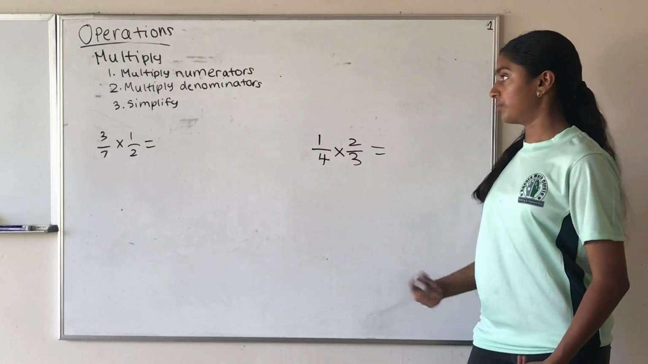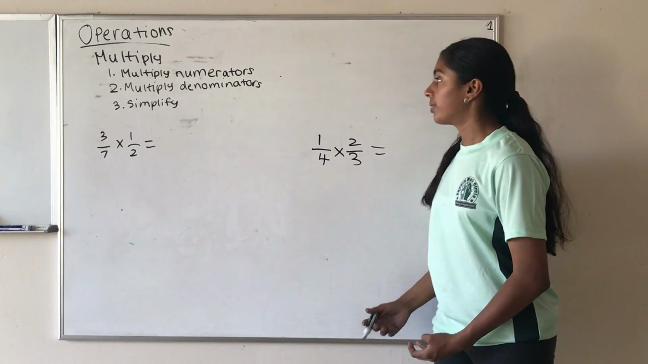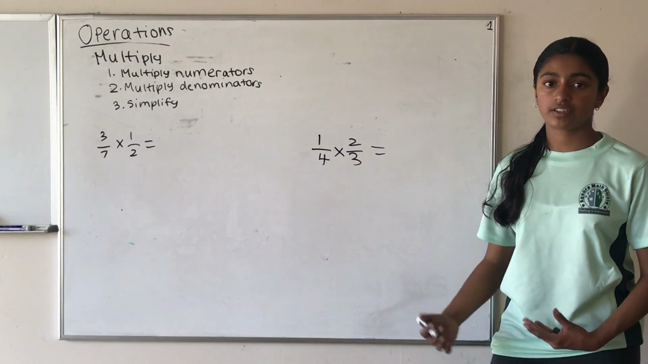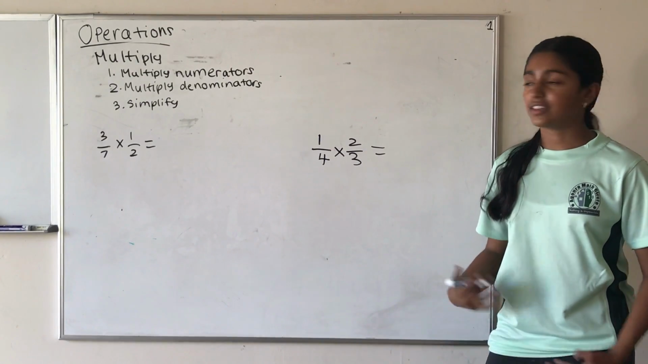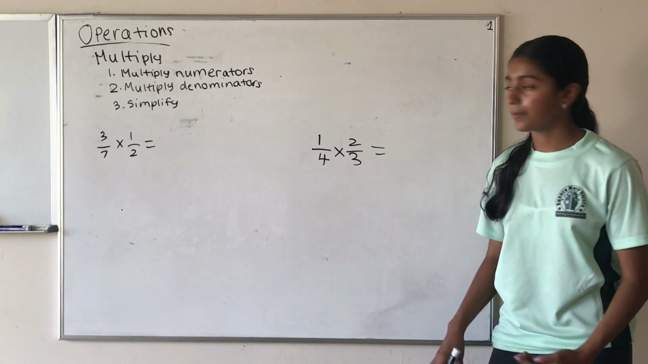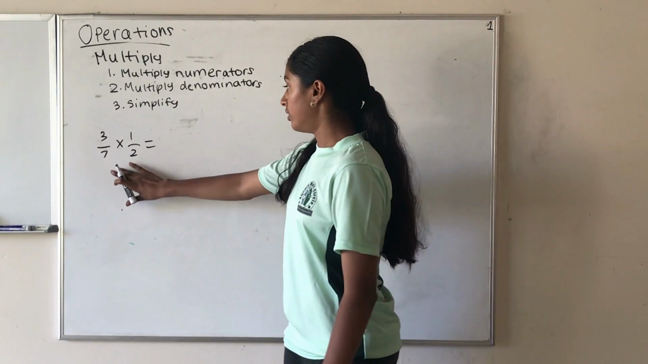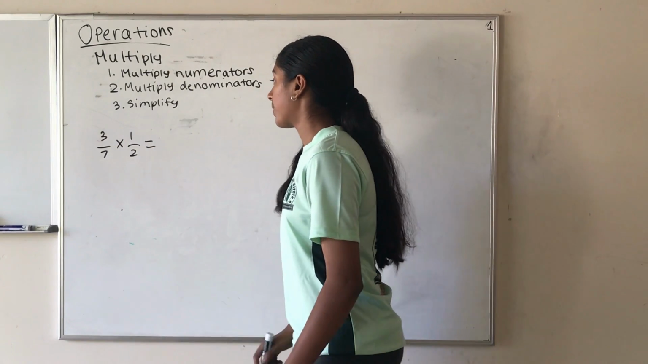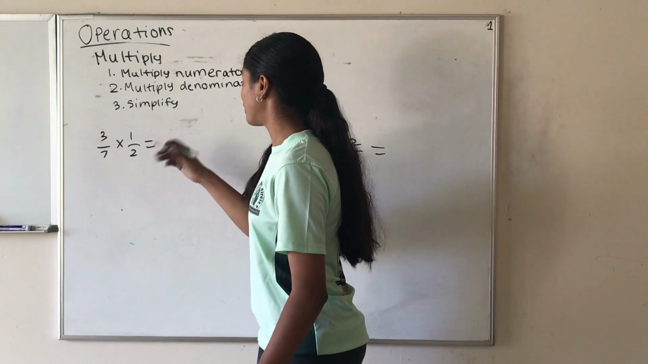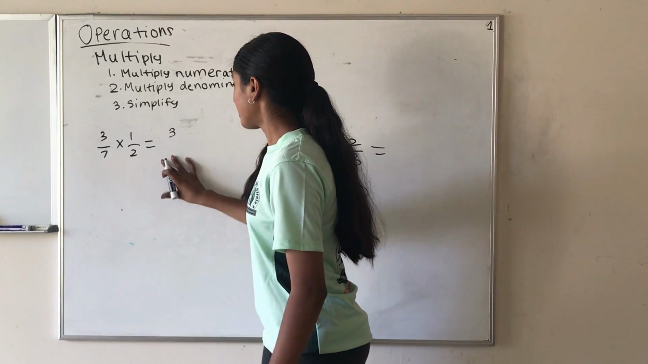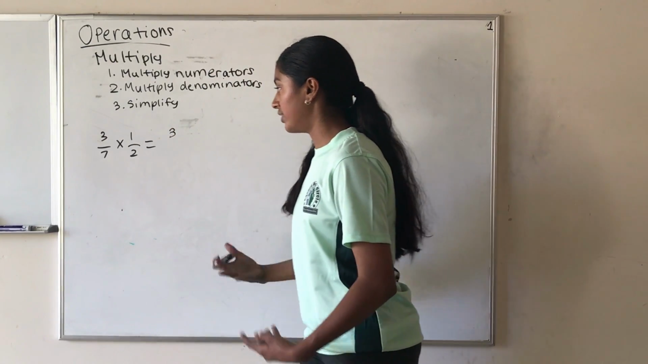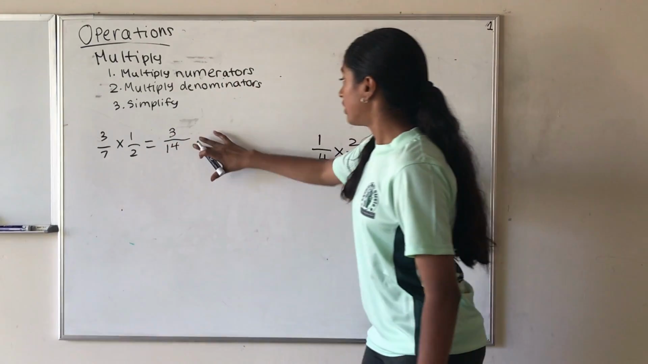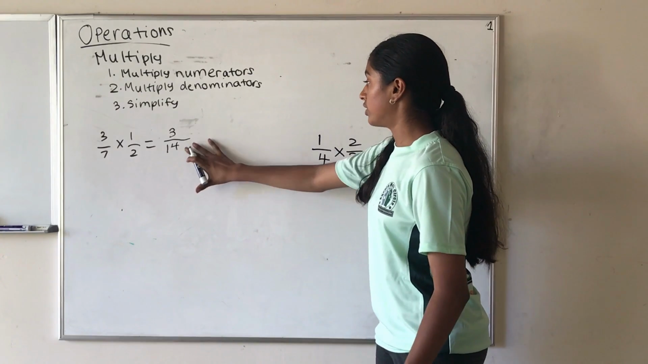So now I'm going to talk about multiplying fractions. The steps you need to follow when multiplying fractions is first, you have to multiply the numerators. Then you have to multiply the denominators. And at the end, if you need to, you have to simplify. So in this example, 3 over 7 times 1 over 2. The first step is to multiply the numerators. 3 times 1 is 3. And then you multiply the denominators. 7 times 2 is 14. So you can't simplify 3 over 14, so this is your answer.